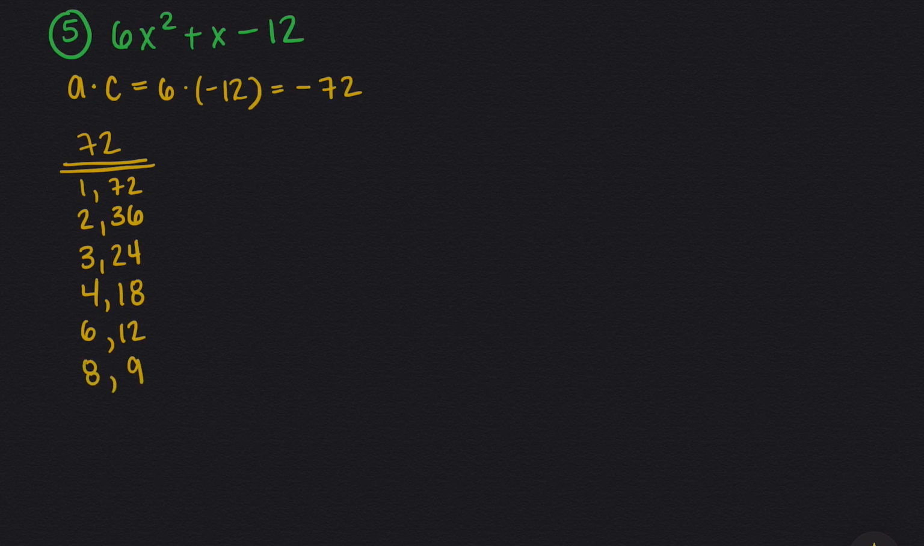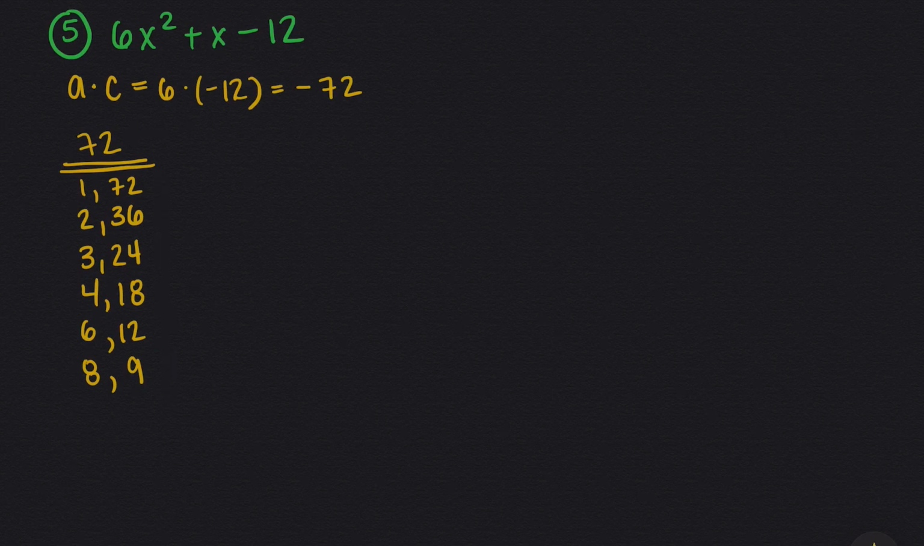We check the number 10. 10 does not go into 72. We check the number 11. 11 does not go in. And then we check the number 12, but wait a minute, 12 is already in our list, so we know we're done. Notice that as your numbers get larger, your list gets longer.